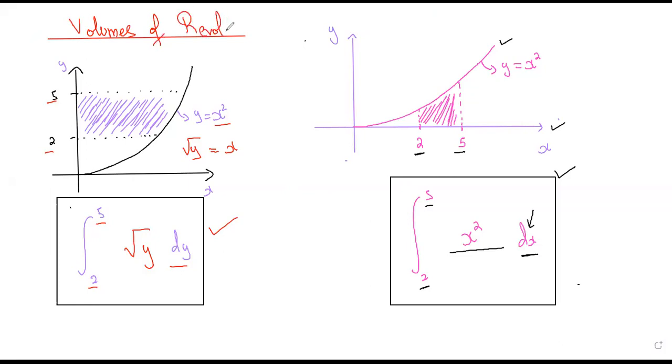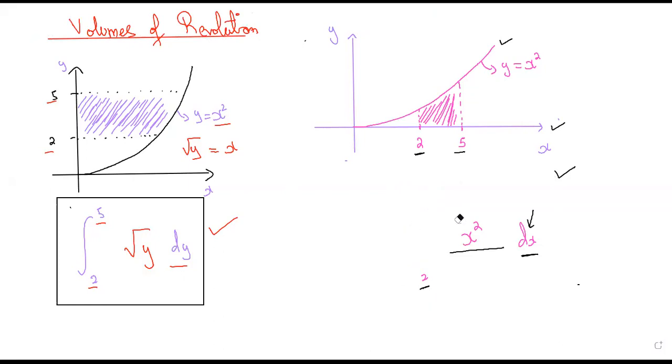volumes of revolution. What is going to happen in this case now? I'll tell you. For a second, I'm going to rub this. Please just focus on this part only. And I write down the integral here. So in order to integrate it, we do it from 2 to 5. We do x squared and dx. This is what we have just discussed.